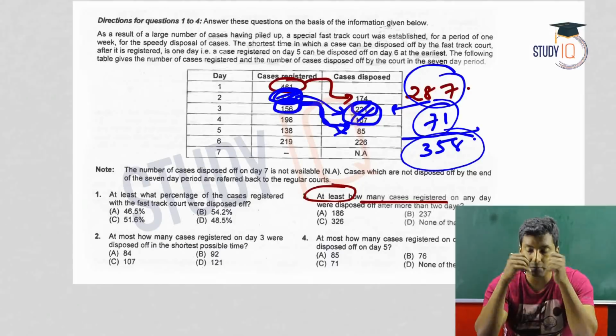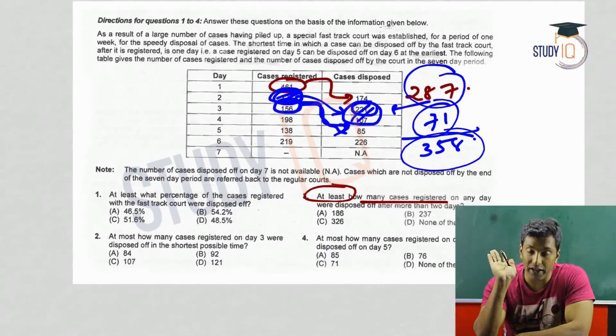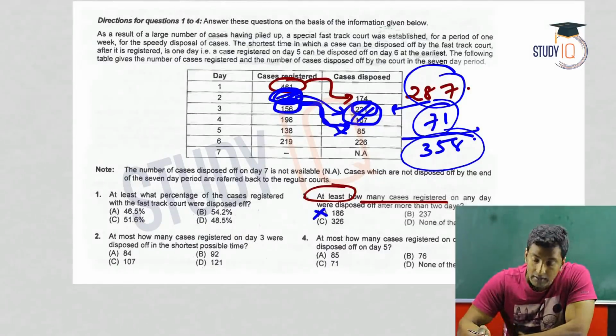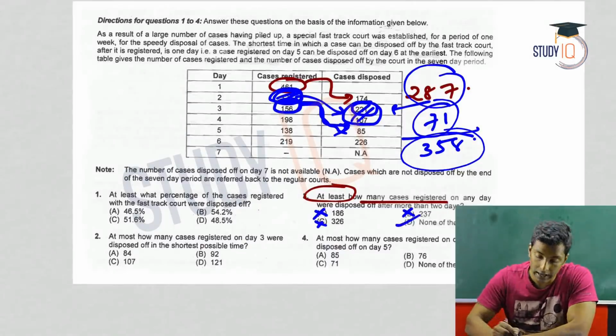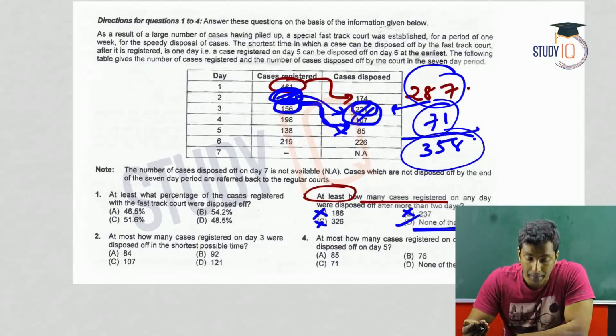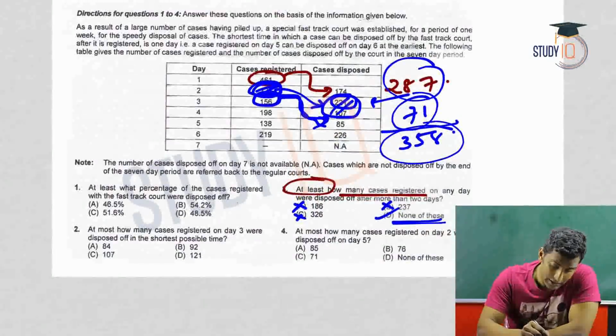Now if you look into your options, minimum I am getting 358 and that is not there in your options. 186 definitely no, because minimum I got 358. B 237 definitely no. 326 definitely no. So your answer is none of the above. So this is your answer. I hope you understood this very easy question. Now let's look at the next one.